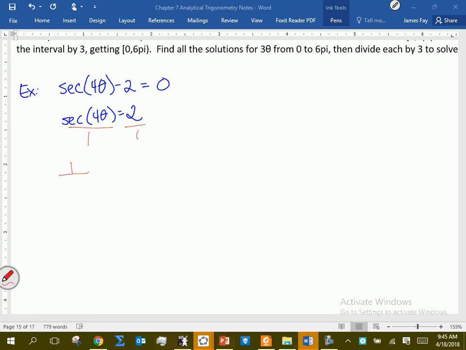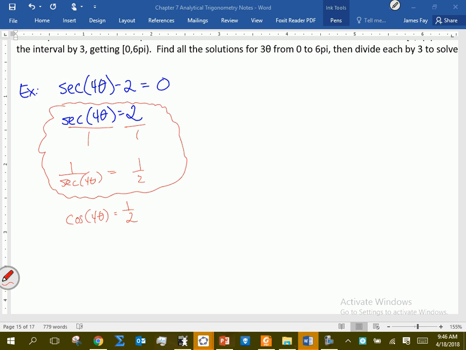So could I write this as 1 over secant of 4 theta equals 1 over 2? That makes sense? What's 1 over secant the same as? Cosine. That makes it a little bit easier to deal with this problem. Okay? Now, I don't think a lot of people are probably going to write that stuff down, but I wanted to give you the logic of why we can do this.